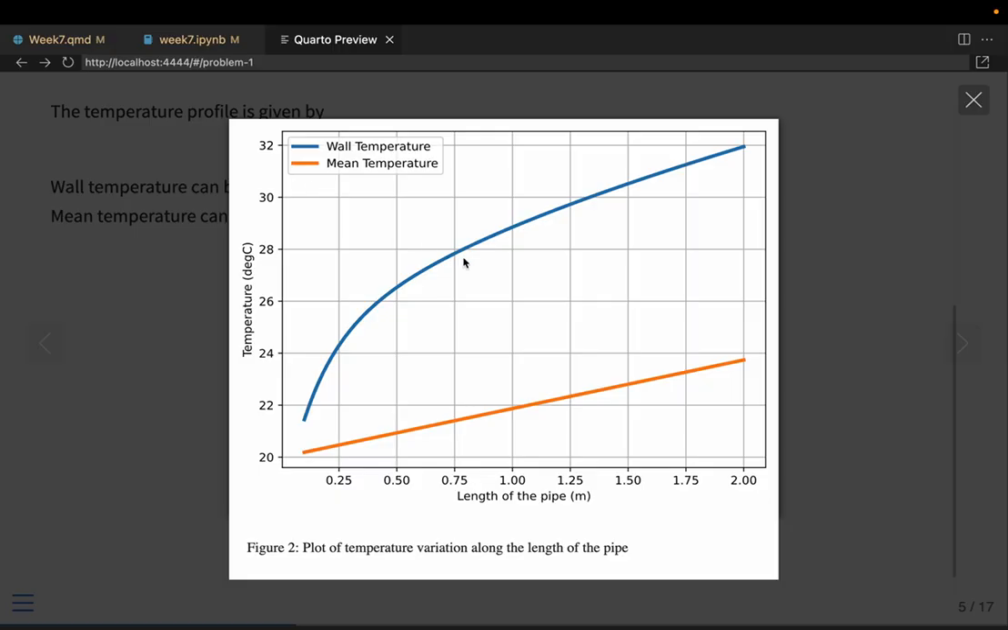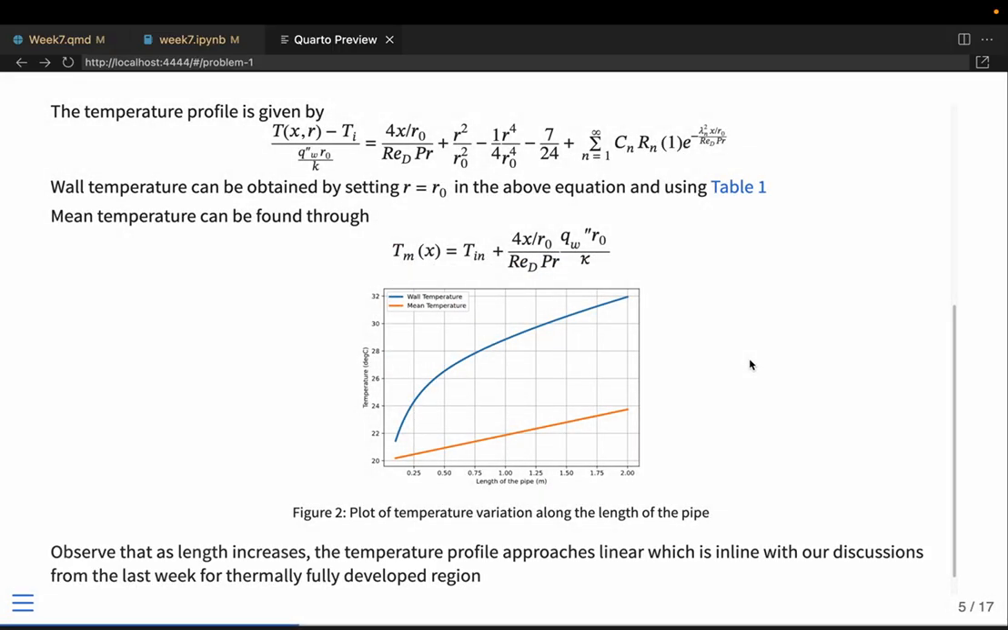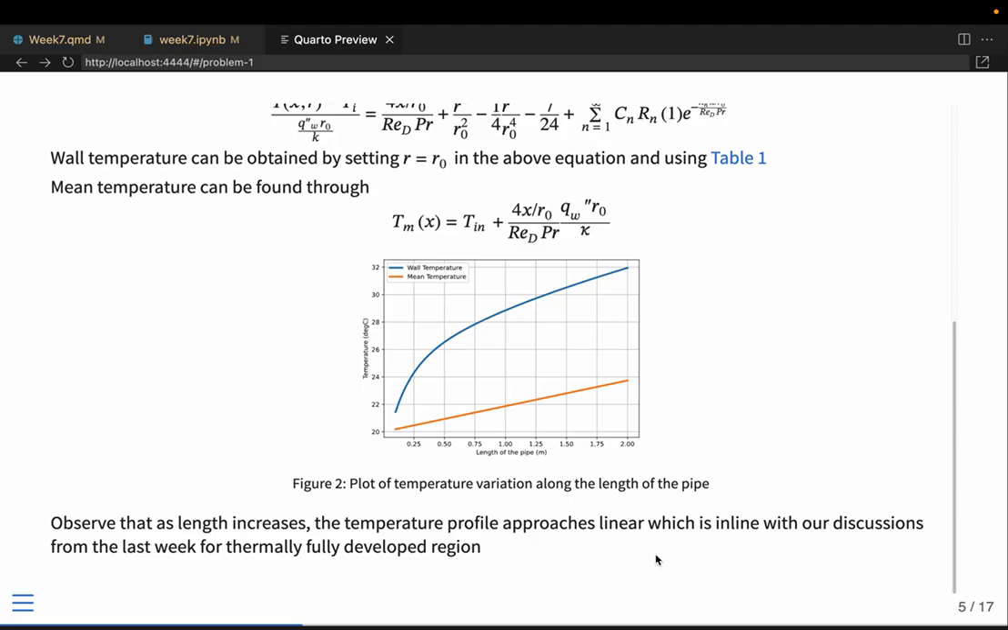But the point that I would like to emphasize here is, once you get the results, make sure that the results are consistent with whatever assumptions were taken in the model that you used to obtain them. Also, as length increases, this goes up linearly, which is what we discussed last week. So you can quickly come and tell me if you're also getting the same values.